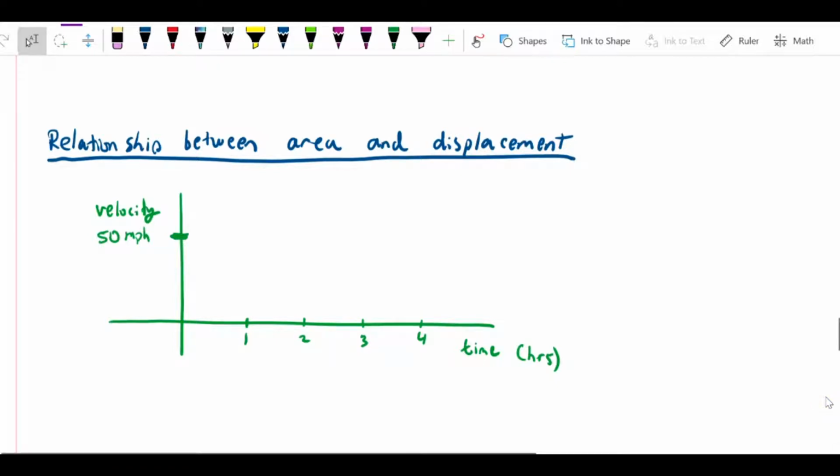So I want to talk about the relationship between area and displacement, because this gives us a type of word problem that we can solve using area. Let's suppose that I've graphed velocity against time. So at any given time, I know what the velocity is. And I'm going to do this with a really simple example.